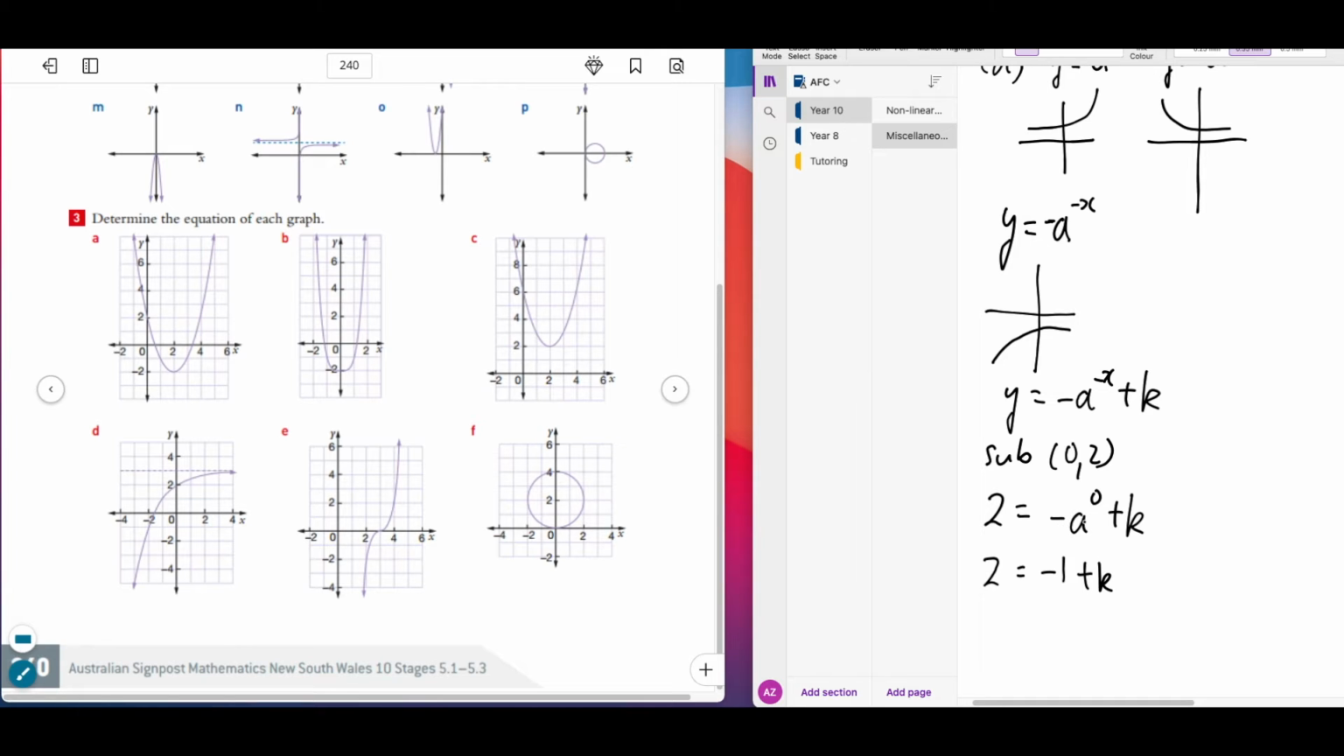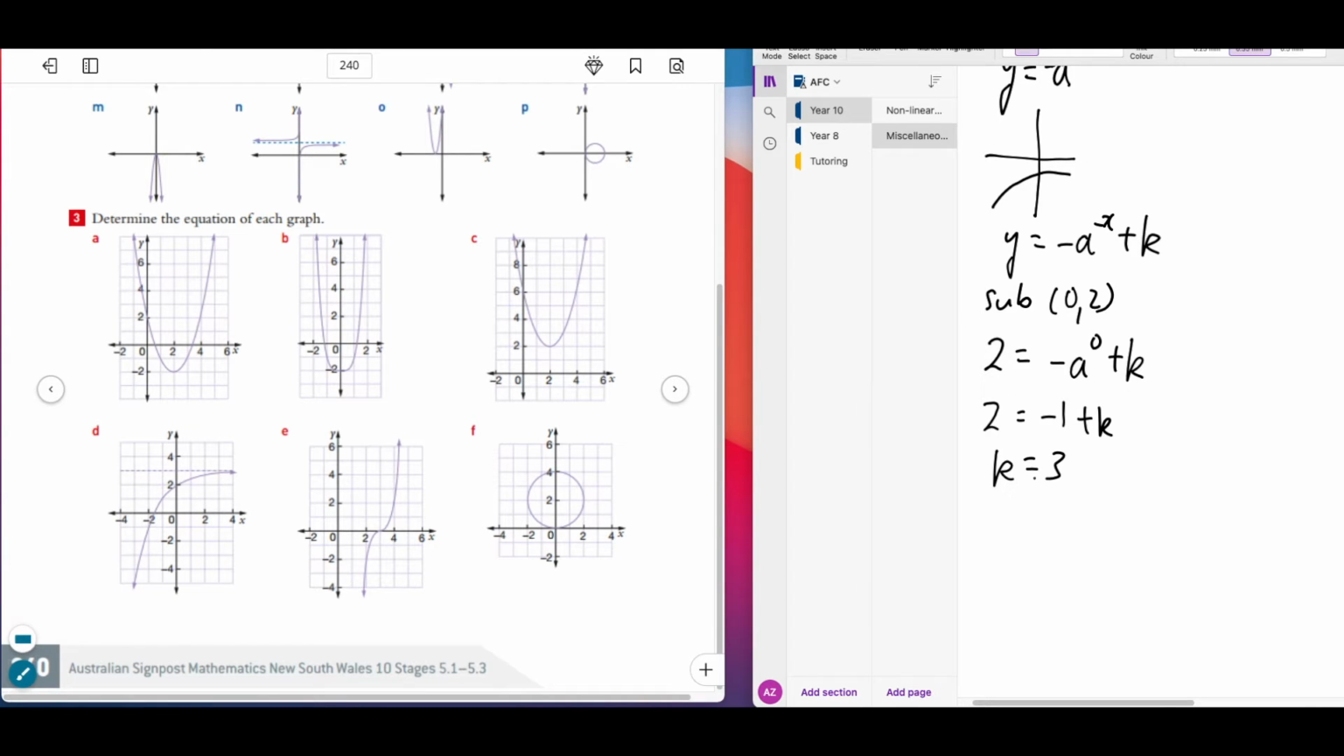Remember, it's minus a to the 0. So that's equal to minus 1. A lot of students would think this is equal to 1, which is incorrect. Now, if 2 equals minus 1 plus k, what does k equal to? k equals 3, right? You add 1 to both sides. So now you can sub the value of k into this equation. So you get y is equal to minus a to the minus x plus 3.